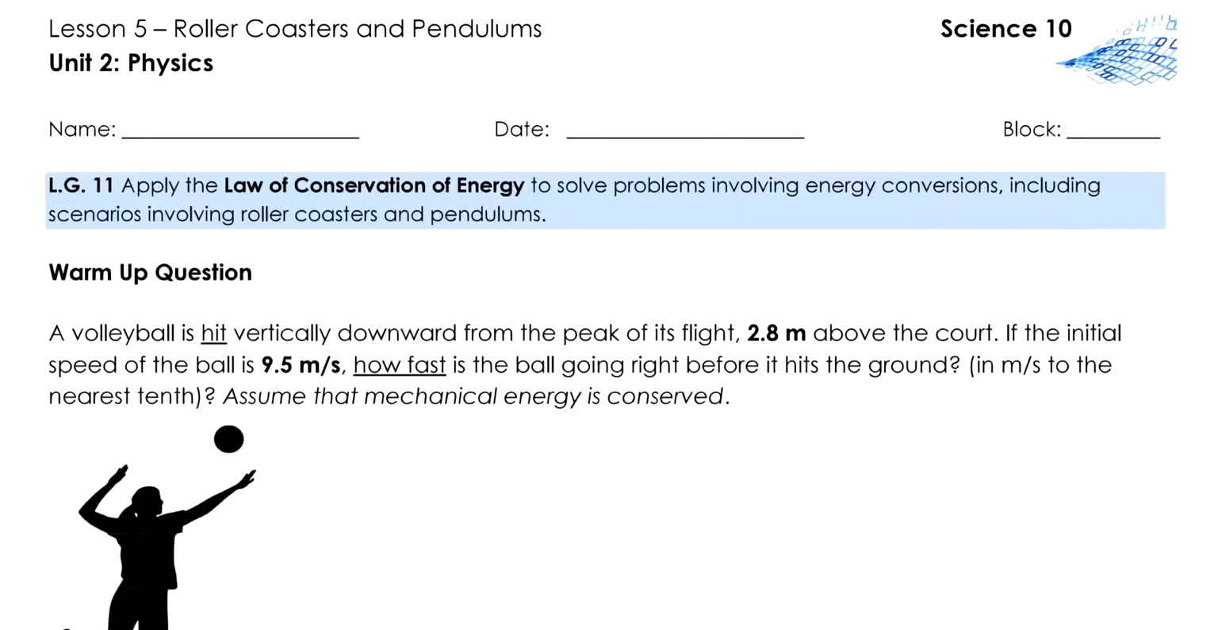If the volleyball is hit vertically downwards, that means it has an initial speed. This is different from being dropped. So V initial is not 0. It's 9.5 meters per second.